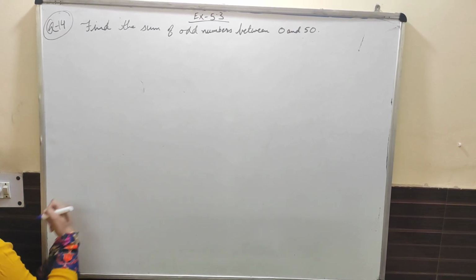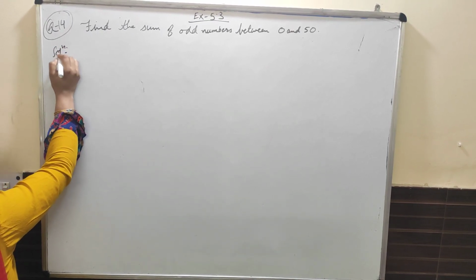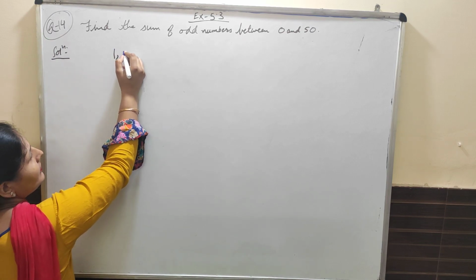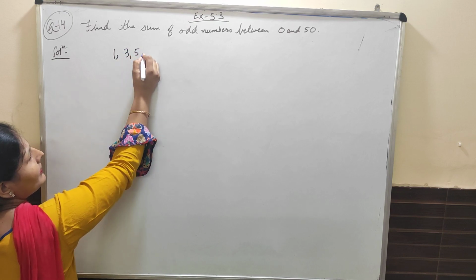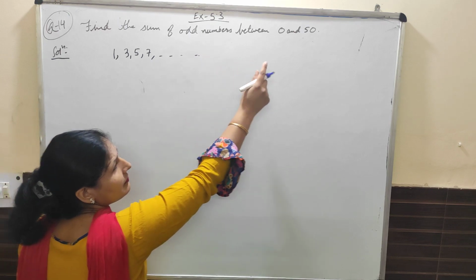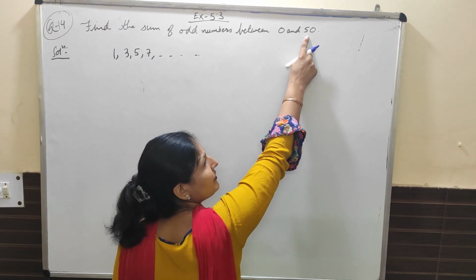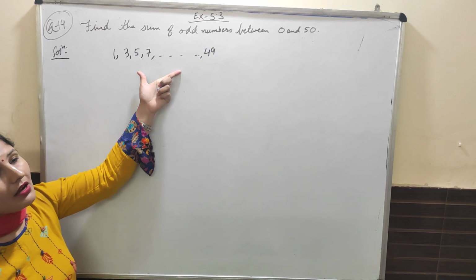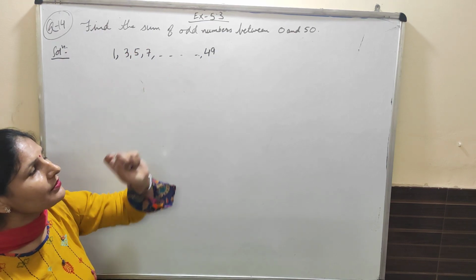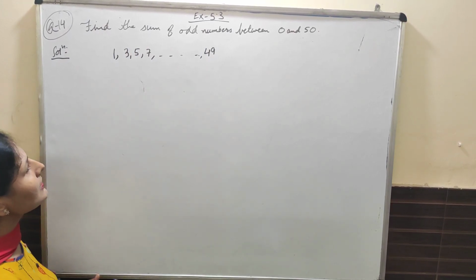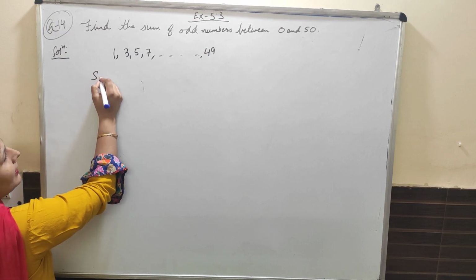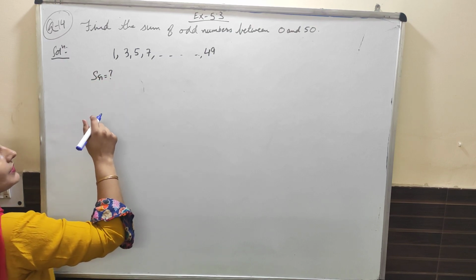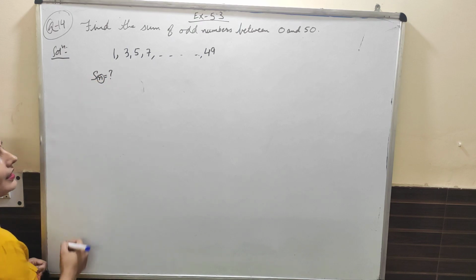So students, for this, first we have to write the odd numbers between 0 and 50. So odd numbers will be 1, 3, 5, 7, and the last, 50 is not an odd number, so before 50 it should be 49. So these are the odd numbers between 0 and 50. Now we need to find the sum of these numbers. For finding the sum of these numbers, we have to find n first.